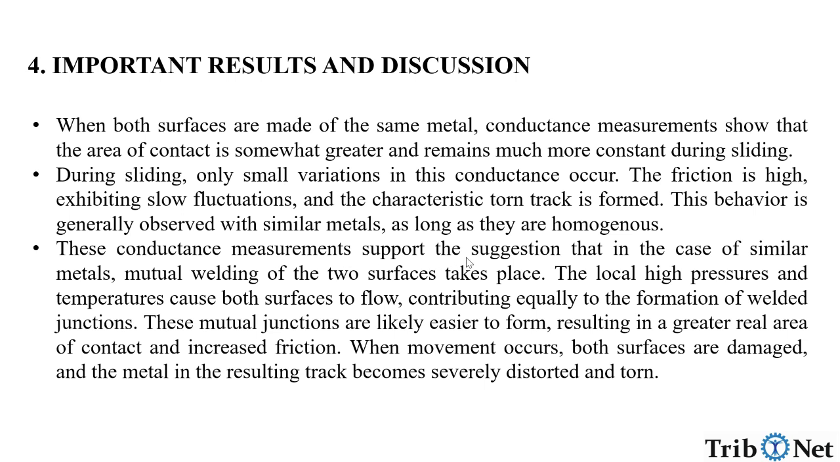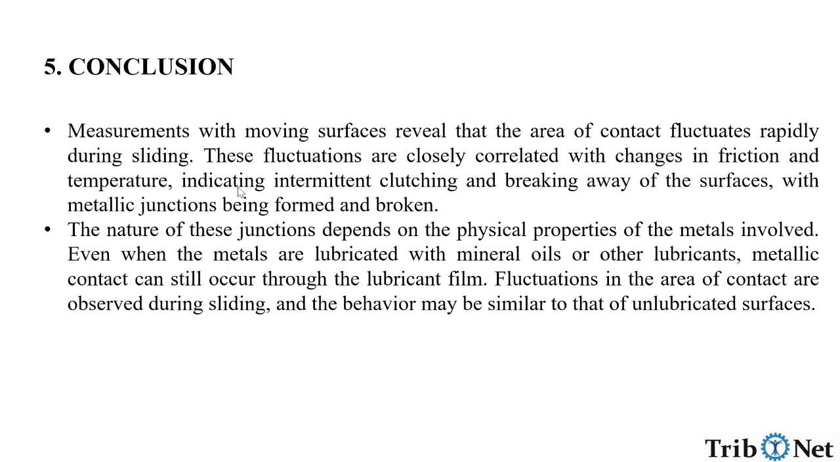These conductance measurements support the suggestion that in the case of similar metals, mutual welding of the two surfaces takes place, and the local high pressures and temperatures cause both surfaces to flow, contributing equally to the formation of the welded junctions. And these mutual junctions are likely easier to form, resulting in a greater real area of contact and increased friction. When the movement occurs, both surfaces are damaged, and the metal in the resulting track becomes severely distorted and torn. These were the important findings of the experiments with respect to moving surfaces.